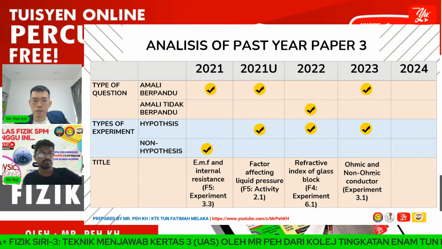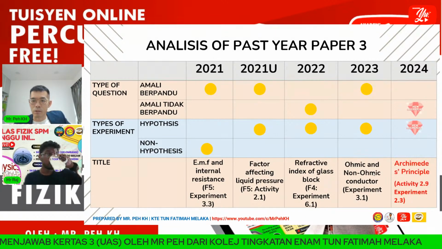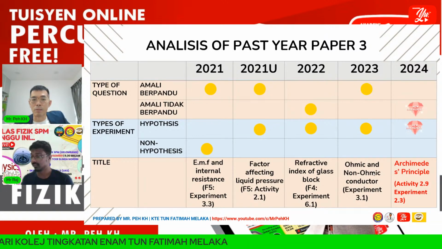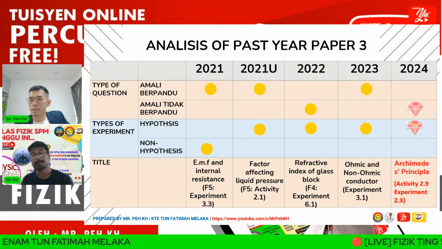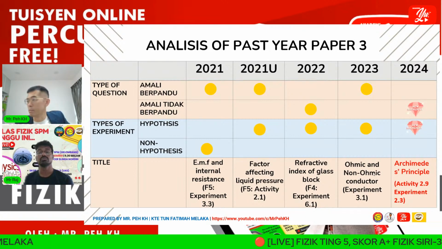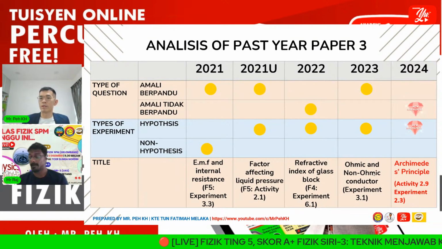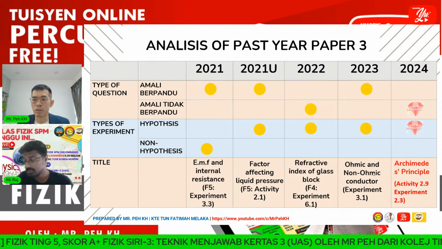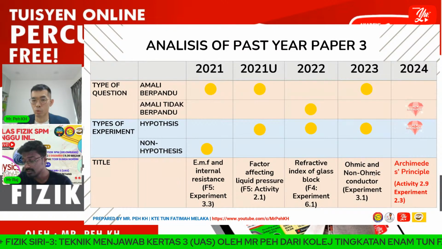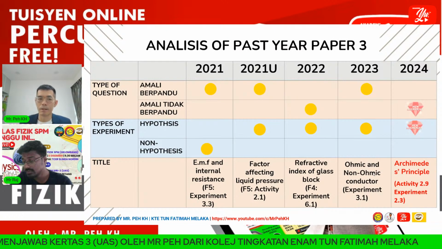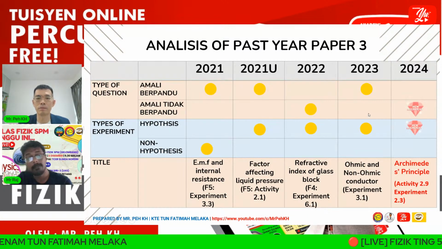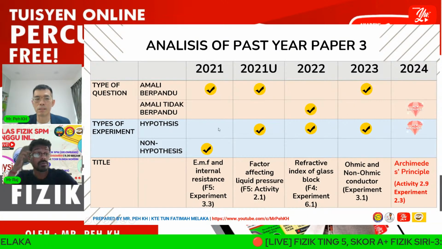Okay, so the discussion for the questions today will be related to amali tidak berbantu, because I think this type of question is harder compared to amali berbantu. So here I will try to let you know how to write the correct procedure, because normally students feel it is very hard to do the procedure. The type of experiment here will definitely be hypothesis, since you can see that in most years the experiment tested is a hypothesis experiment.